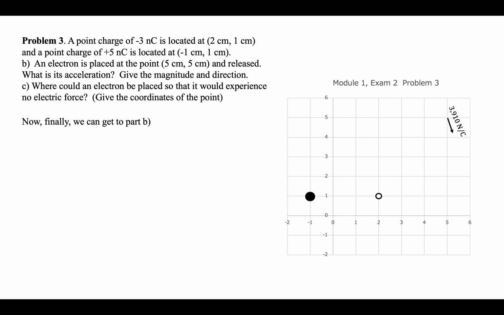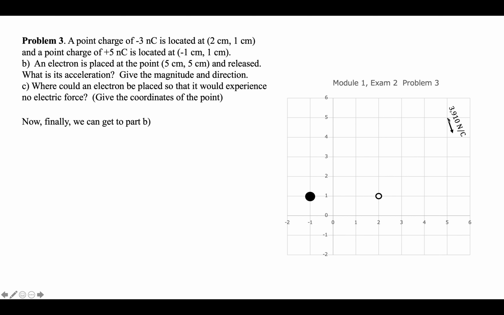Okay, part B. An electron is placed at this point and released. What is its acceleration? The electron is negative, it's going to accelerate opposite of the field. So the electron is going to go that way. The direction of the electric field is the way a positive charge would accelerate.